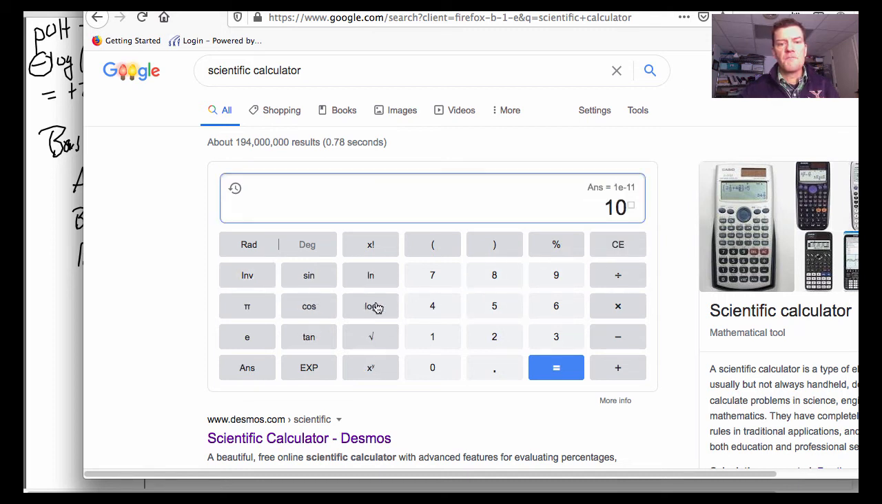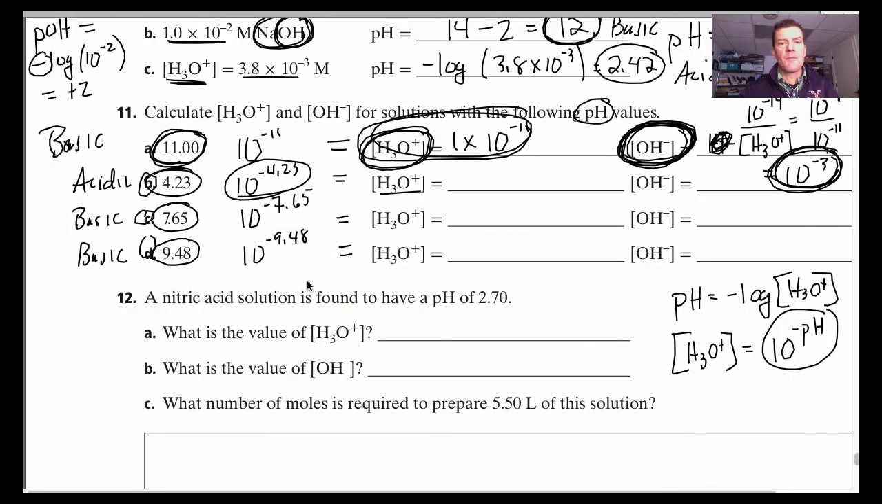10 to the negative 4.23. So I'm going to change this to scientific notation. If I move this decimal point over 1, 2, 3, 4, 5, I'll go 5.88, or 5.9 times 10 to the negative 5.